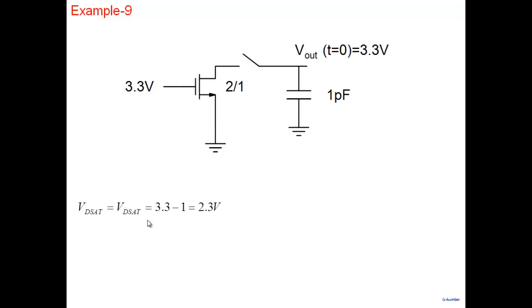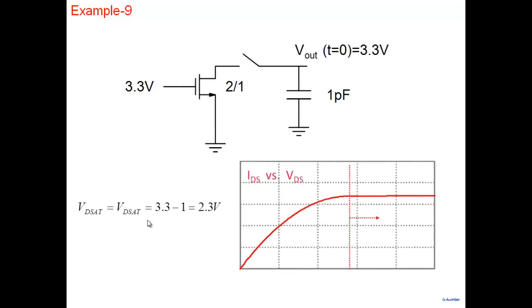So once it is in saturation region, note that this is the characteristic. The current is constant. Gate to source voltage is 3.3, so let's say the whole graph is for 3.3. So there's a constant current which flows here, which discharges the capacitor. But as it keeps on discharging, this 3.3 will go to 3, and then eventually it will arrive at 2.3.